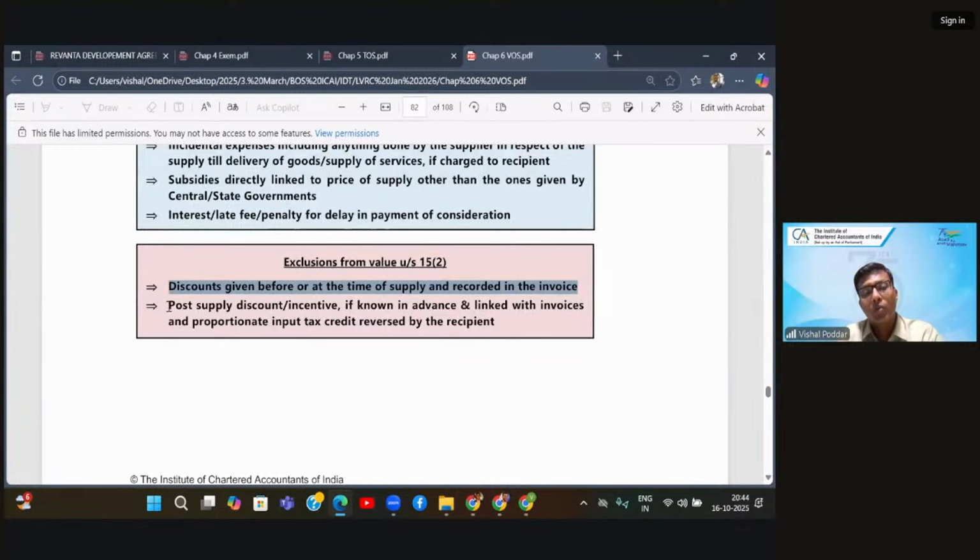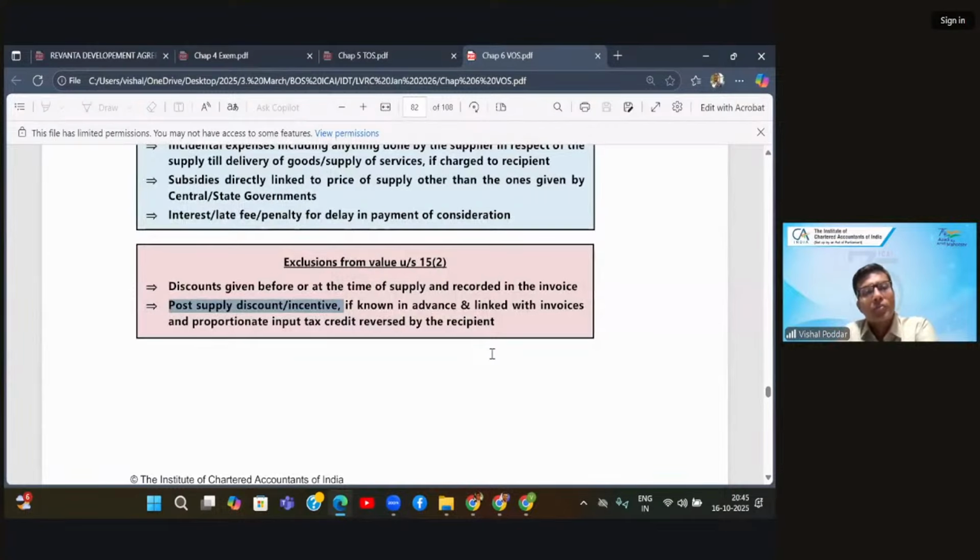But there is a small challenge where the discount is given later. Now, these discounts which are given later are called post-supply discount or incentives. Now, why are these given later? Because the supplier gave you some target, some quantum, and only when you achieve that target or quantum, the supplier will pass on this discount. So these are called post-supply discount.